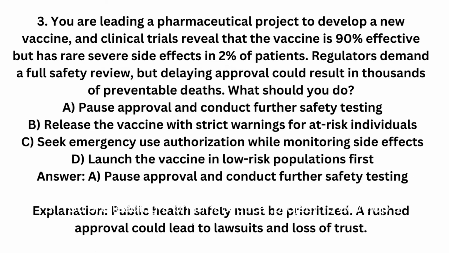3. You are leading a pharmaceutical project to develop a new vaccine, and clinical trials reveal that the vaccine is 90% effective, but has rare severe side effects in 2% of patients. Regulators demand a full safety review, but delaying approval could result in thousands of preventable deaths. What should you do? A. Pause approval and conduct further safety testing. B. Release the vaccine with strict warnings for at-risk individuals. C. Seek emergency use authorization while monitoring side effects. D. Launch the vaccine in low-risk populations first.